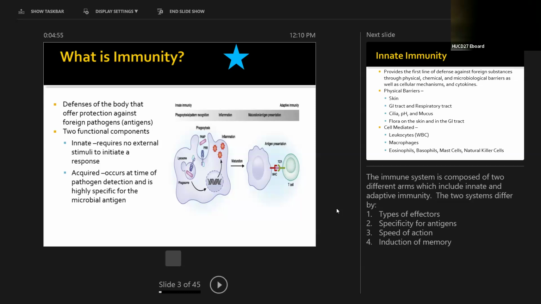Within that system, you're going to have different factors that play a role and assist in clearance, surveillance, and defense, basically. And then you have acquired. Acquired, as I said, we also call cell mediated.